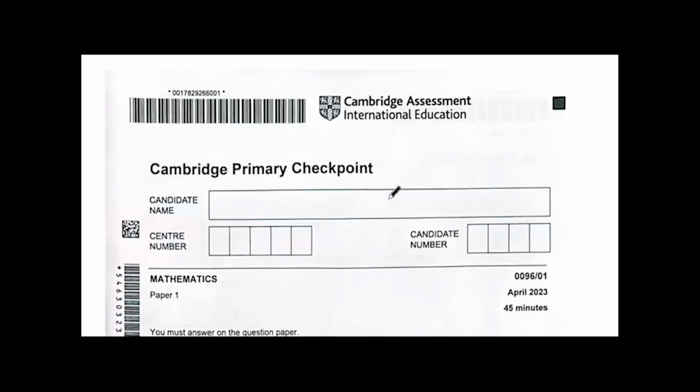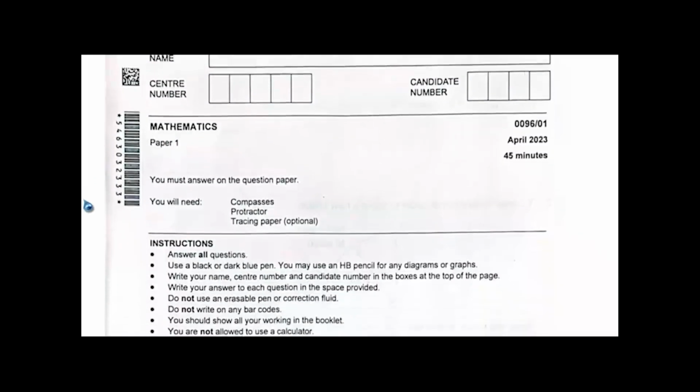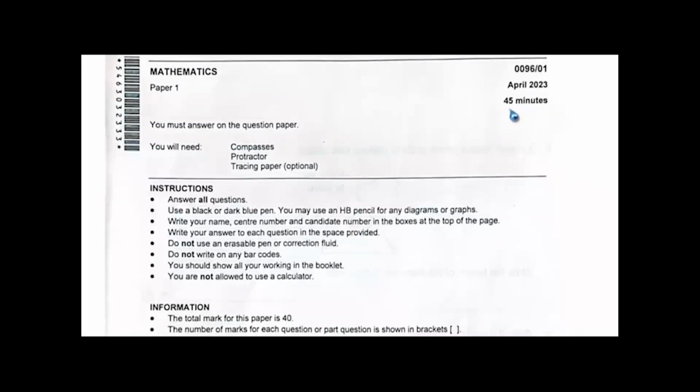Before you is the first paper, that is paper 1, and the new code is 0096, and the 01 here indicates that it is paper 1. And if you look here, you also see that paper 1 is written here. As you already know, paper 1 is calculator not allowed, and we have 45 minutes to solve this. But for me, I will spend more than 45 minutes because I want to explain everything to you very well, and I will not use a calculator. I'll be giving you tips on how to solve this on time without using a calculator.